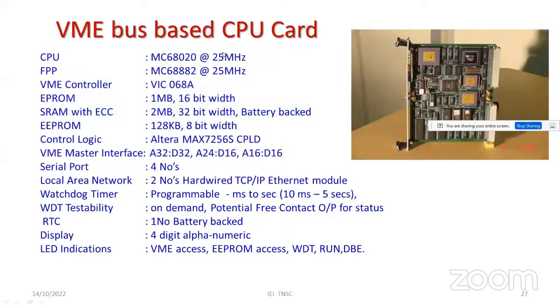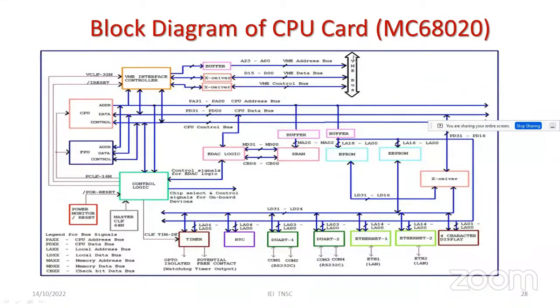This is the existing VME bus based CPU card with the 68020 processor and 68882 floating point processor. It has the VIC controller, EEPROM 1 MB, SRAM with ECC 2 MB, and E2PROM for configuration 128 KB. It has control logic and VME interface logic, 4 serial ports and 2 local area networks. This is the block diagram of the CPU card. Here we want to take the CPU and floating point unit and replace them with the SHAKTI processor. All the other peripherals we want to use the same.